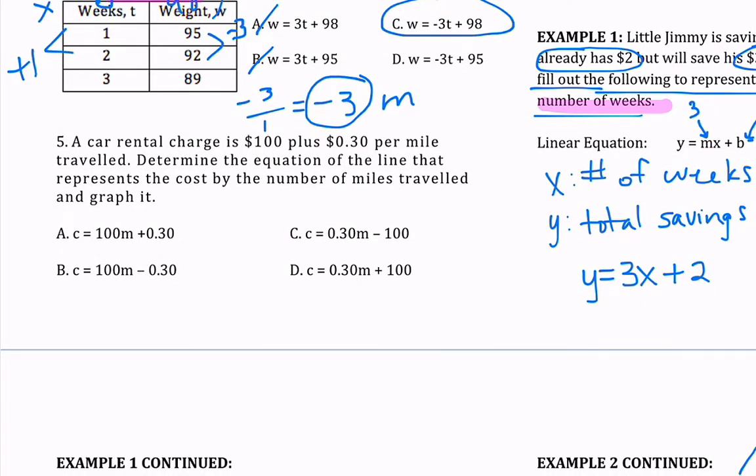This is a car rental charge is $100 plus 30 cents per mile traveled. Determine the equation of the line that represents the cost of the number of miles traveled and then graph it, which we can scratch off graph it. All we're doing is trying to find the equation. Okay. So my key numbers is $100 and then 30 cents per mile.